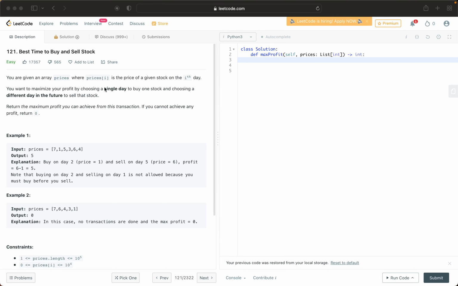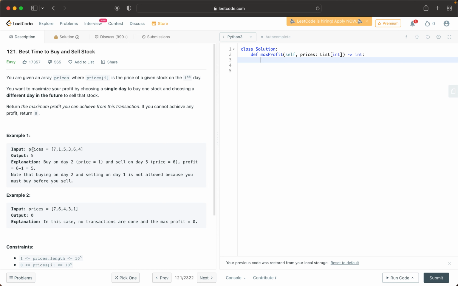Today let's see how we solve the best time to buy and sell stock problem from Leetcode. The question reads: you're given an array prices, where prices[i] is the price of a given stock on the ith day. You want to maximize your profit by choosing a single day to buy one stock and choosing a different day in the future to sell that stock, right? If there's no maximum profit, then you can return 0.